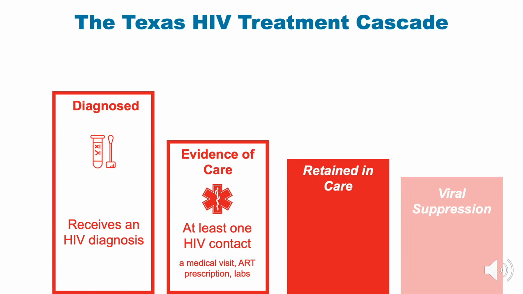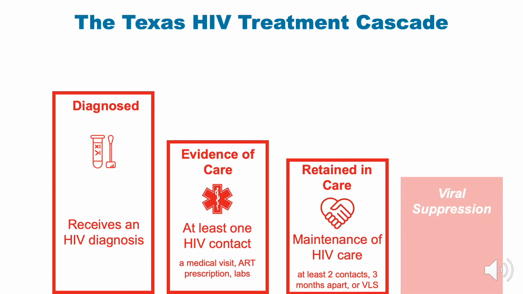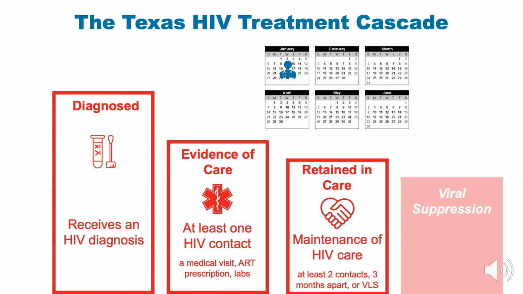Next in our pathway towards viral suppression is retained in care. This means that a person living with HIV was regularly engaged in HIV care. We define this as having evidence of care at least twice during the year, or at least 2 contacts with the HIV care system, and that those contacts were at least 3 months apart. Additionally, because Texas's strongest data set is our required viral load reporting, anybody whose last viral load of the year shows viral suppression is also included in this measure. This is based on the assumption that if somebody achieved viral suppression, they were most likely retained in care. We just don't have evidence of it.